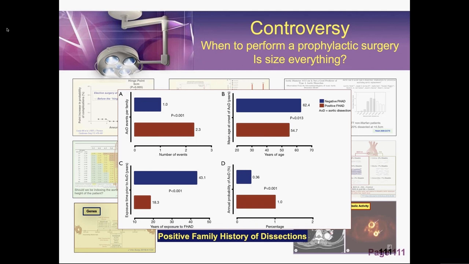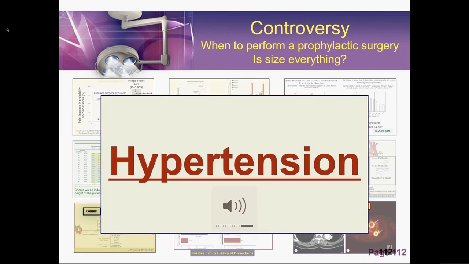Positive family history of dissections is also a very important factor that we should be bringing into the discussion, as these families, they dissect more, they dissect at a younger age, they dissect faster from the diagnosis to the time of the dissection, and they have a much higher risk in comparison to the rest of the population. Finally, high blood pressure. I think blood pressure is the means by which an aortic wall ruptures or dissects in the vast majority of cases.